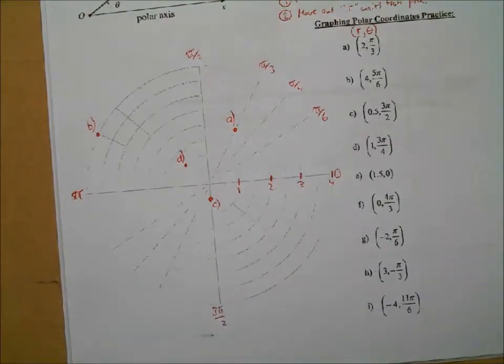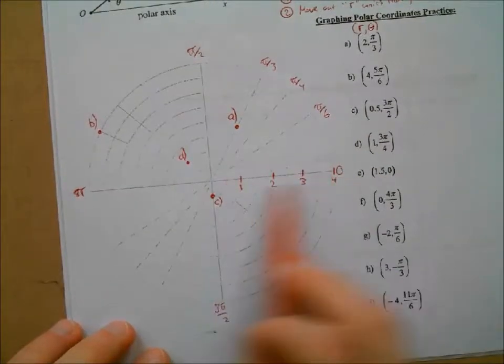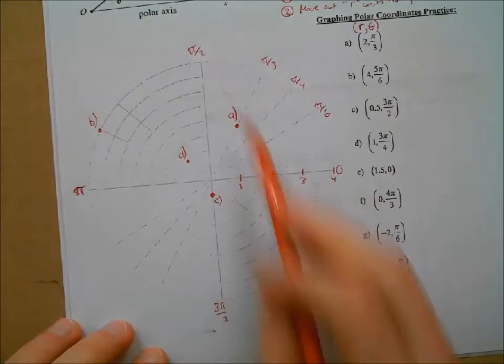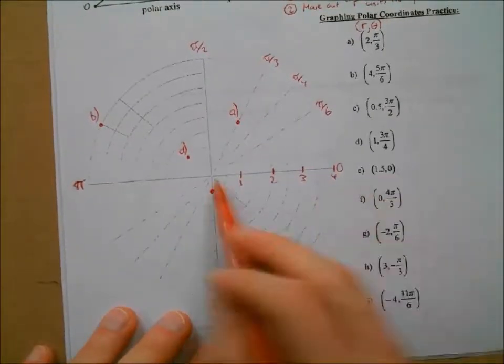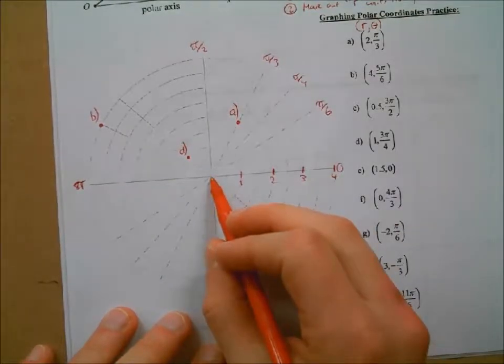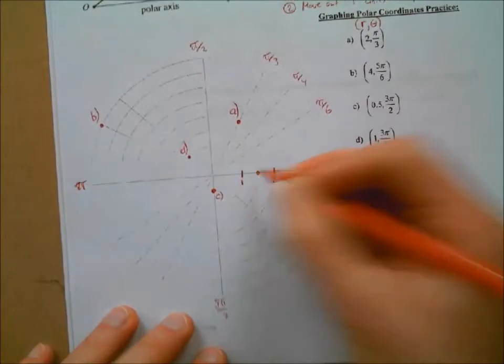Point E has coordinates 1.5 comma 0. We're on 0, right? We don't have to turn at all here. It's just an angle of 0. And we go out 1.5 along that ray. So there's 1 and 1.5. And so there is point E.